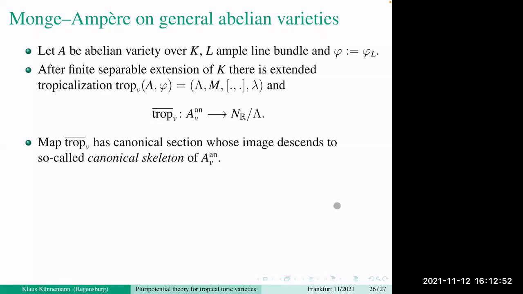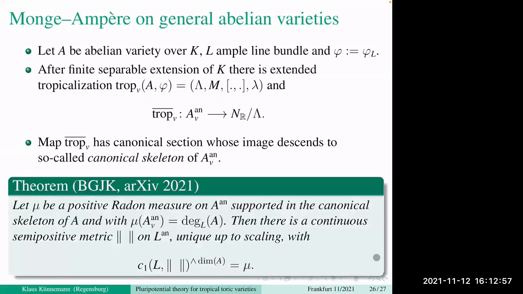So there's always a canonical skeleton, and then we can show that if we have a positive Radon measure on the analytification, which is supported in this canonical skeleton, which has this normalization property, then we find a continuous semi-positive metric, which is unique up to scaling, which solves the corresponding Monge-Ampère equation. Yeah, so here we have the generalization of Liu's result for more general measures and without the assumption that it's totally degenerate.